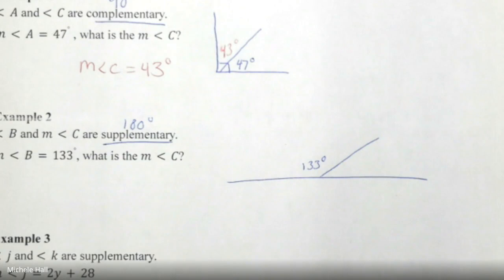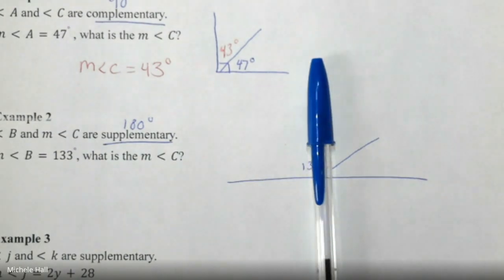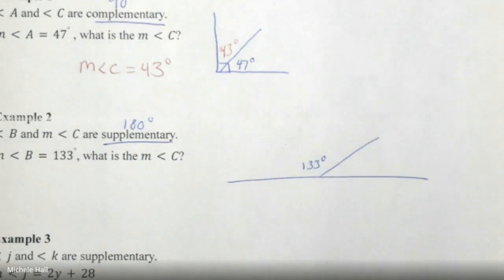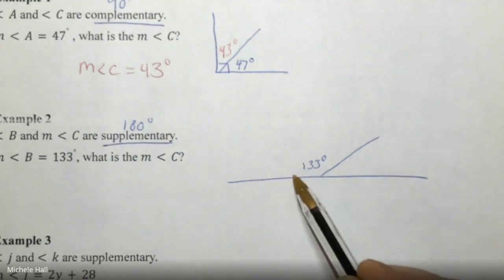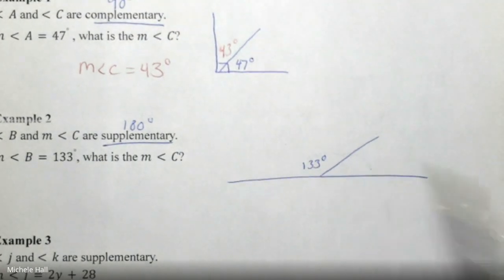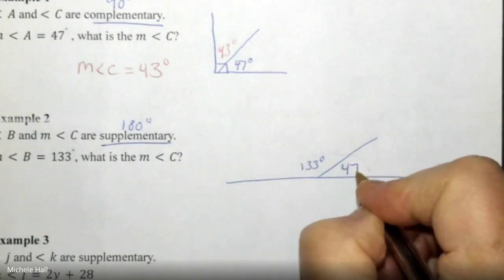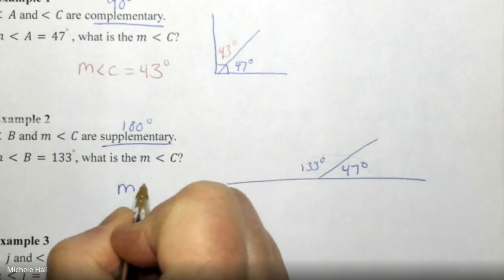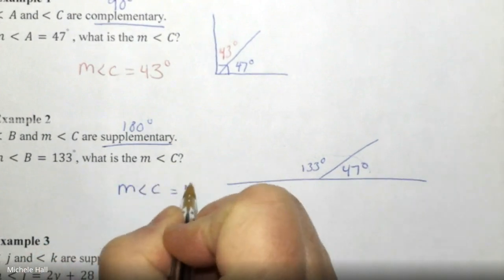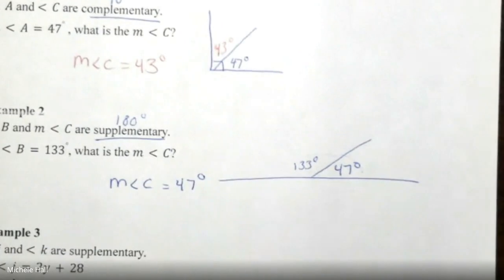Wherever you put the 133 degrees, you want it to look kind of like 133. If I go just straight up, that would be 90, so I got to make sure I'm making it a little bit more accurate. Then I need to figure out how much more to make it up to 180. I already know 133. What's the second angle going to be? It's 47. So I would say the measure of angle C equals 47 degrees. Excellent.